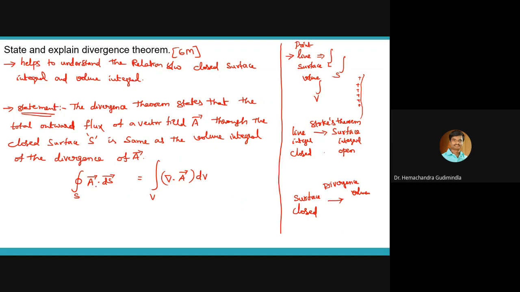So what I have done over here: the integral over the closed surface of A bar dot dS bar means something is leaving from the closed surface. What is that something? Outward flux. Flux leaving from the surface is the same as how much is inside the surface. That means how much I can spend, 100 rupees, equals how much is there in my pocket. In that way we can relate this statement.